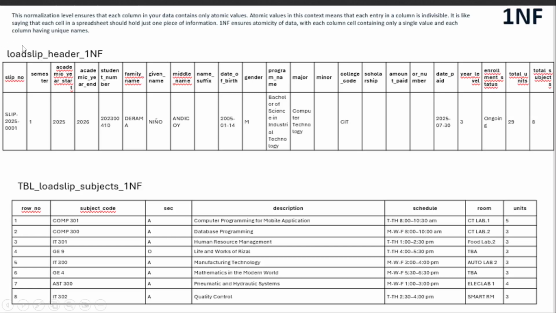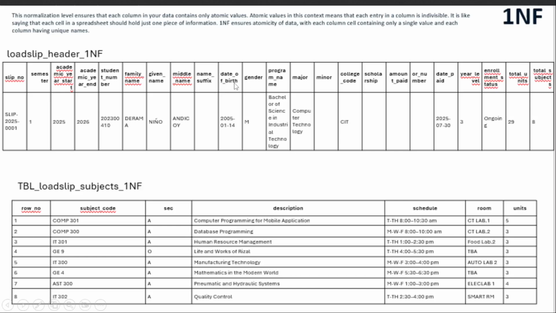As you can see on the load step header for first normal form, we have more columns because we added some. On the semester, we add the column semester, we add academic year start and academic year end, and we dropped the column term. We have an existing column student number, and we also add family name, given name, middle name columns, including the name suffix, and we drop the existing column, which is the student name.